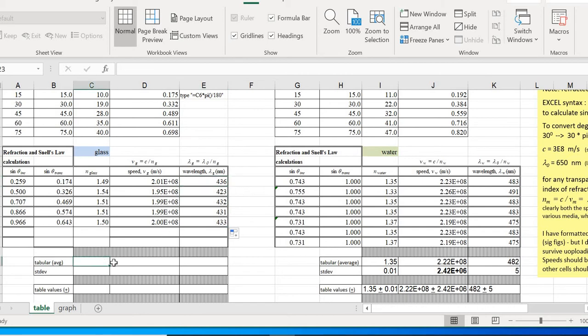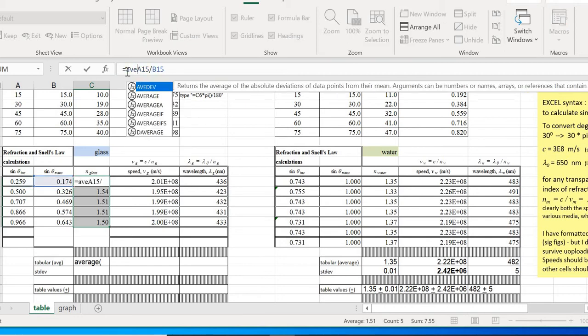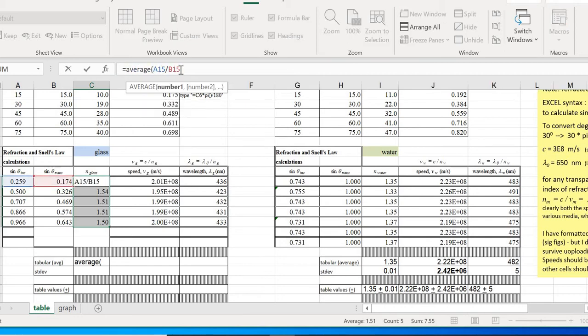Okay, now let's do the average here. I'm going to do these values just so you can see how to do it. So you get your tabular average, you say equals average, and you just do this, and grab that population. See that? That's all of it. I need to put equals average in here, don't I? There we go. So there's our population.